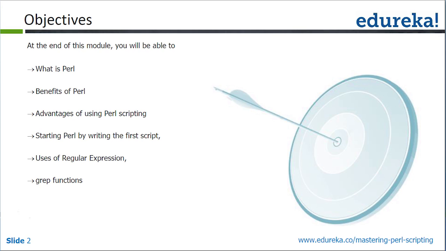So what is the agenda for today? The objective is we discuss Perl, what the benefits of using Perl are, what the advantages of Perl scripting are, as well as some of the regular expressions we are going to touch today, and I provide a lot of examples on how we do the regular expression. So that is the complete agenda for today. It's a 1 hour session, and I will try to discuss as much as I can.